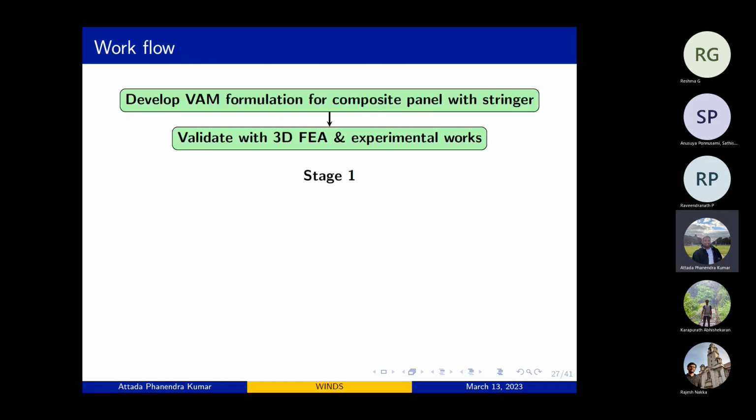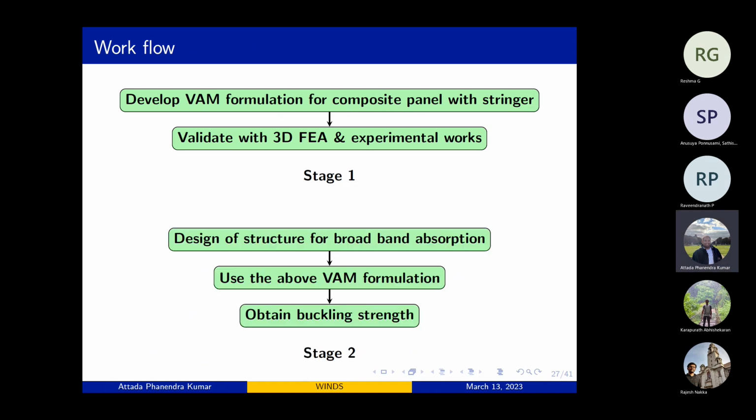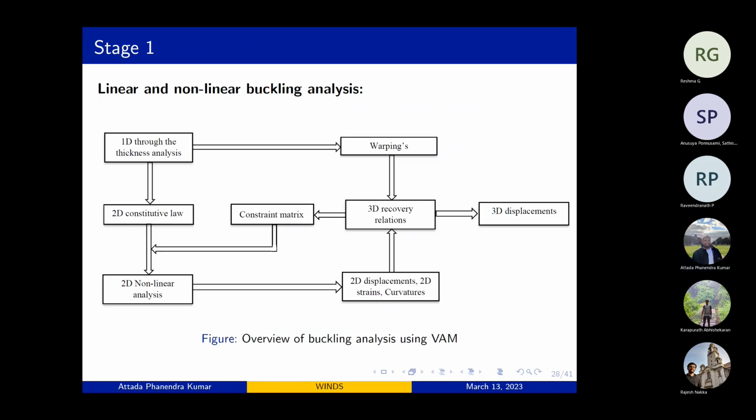Then comes stage one, where we wanted to develop the VAM formulation for the composite panel with the stiffener and validate it with 3D finite element and experimental works. Then comes stage two, where we wanted to design a material for broadband absorption and use the same formulation for obtaining the buckling strength. Once we validate the formulation here, we can use the same formulation for our desired auxetic material for obtaining its buckling strength as well. So this was the flow chart.